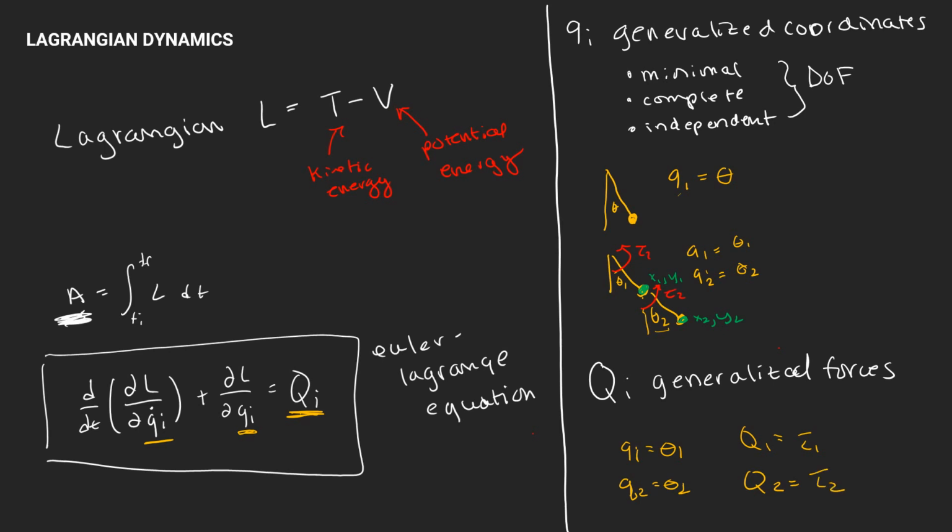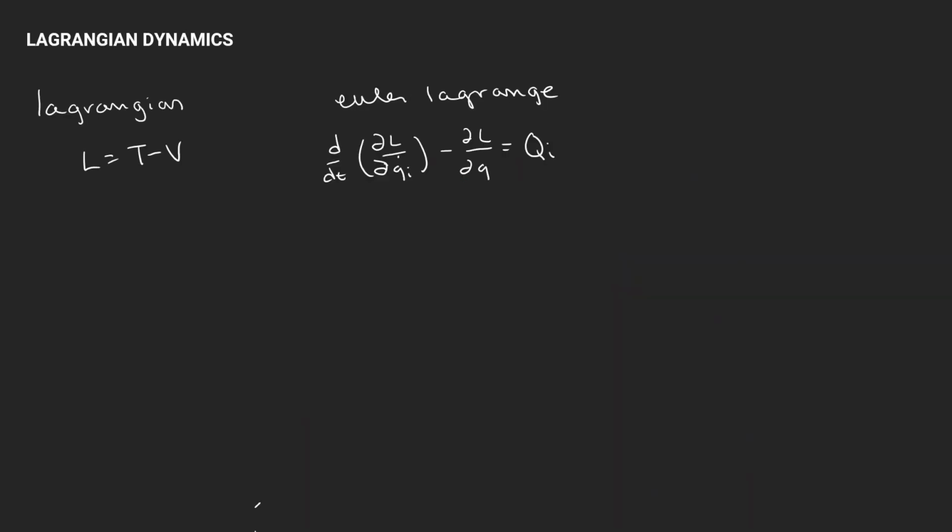Here. So again, you can think of it, these are the forces that are acting in the direction of the generalized coordinates. So now that we've defined what the Euler-Lagrange equation is, as well as the Lagrangian, let's discuss when we can use this equation and then how.